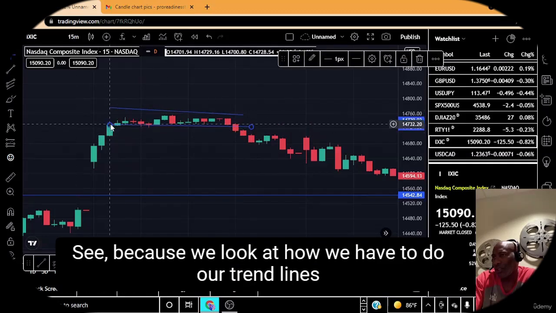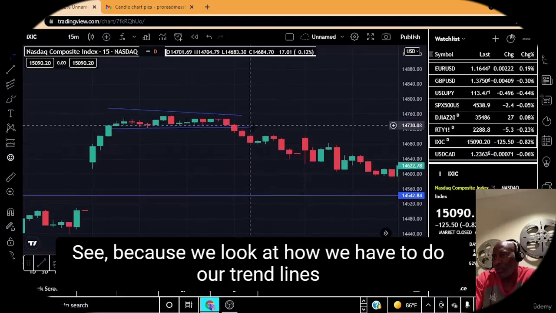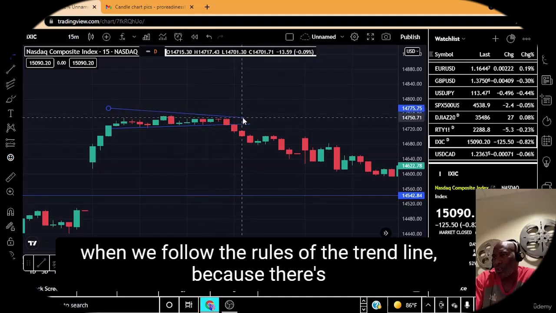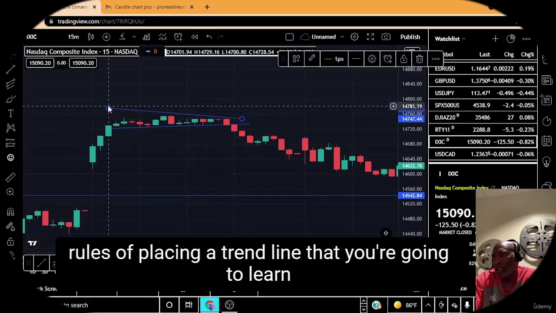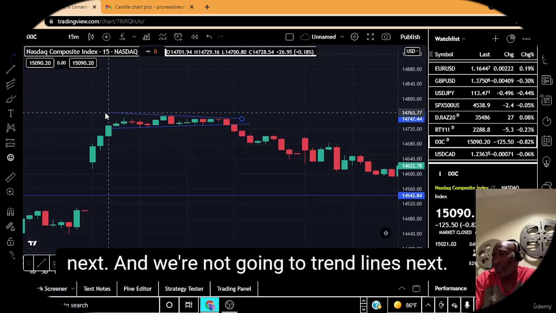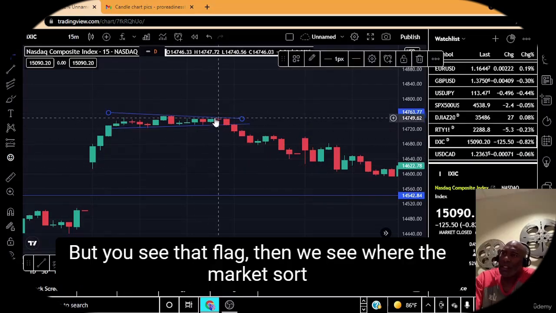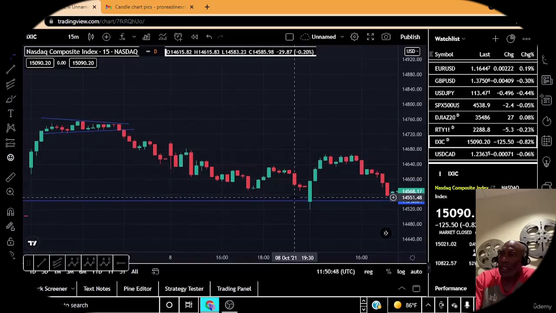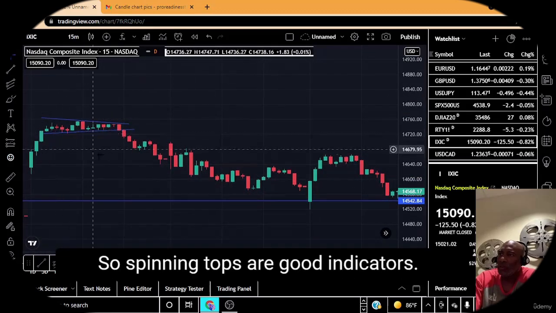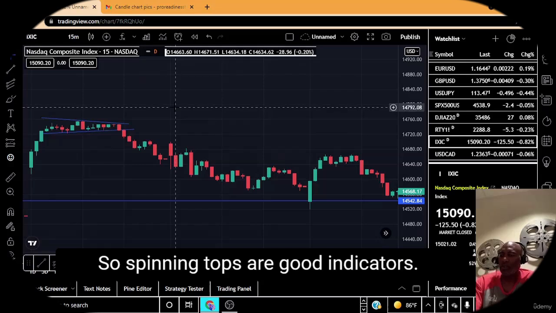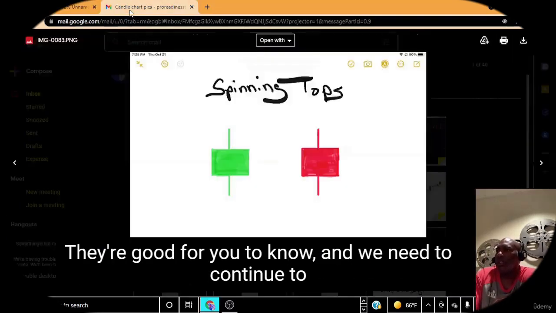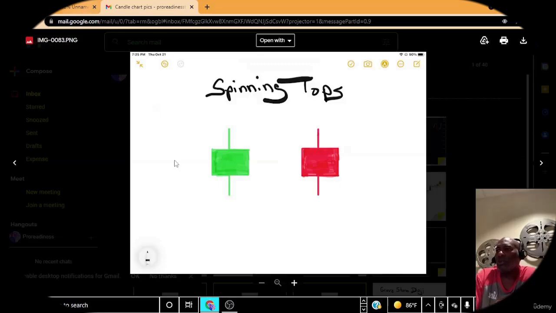See, because of how we have to do our trend lines when we follow the rules of the trend line. There are rules of placing a trend line that you're going to learn next, and we're going to go into trend lines next. But you see that flag, then we see where the market sort of just shoots on down. So spinning tops are good indicators. They're good for you to know, and we need to continue to pay attention to them.